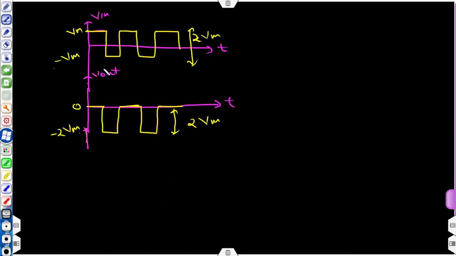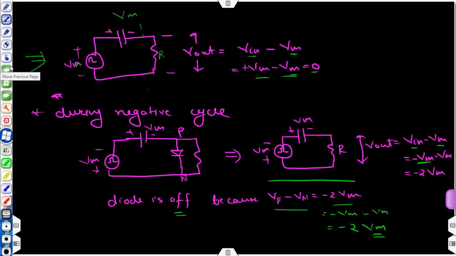So minus 2 Vm corresponding to minus Vm input. You can see that the voltage swing, the difference between the top and the bottom value, here it is 2 Vm. This is a small check at the last step. And again, the difference between the top and the bottom value, here it is 2 Vm.